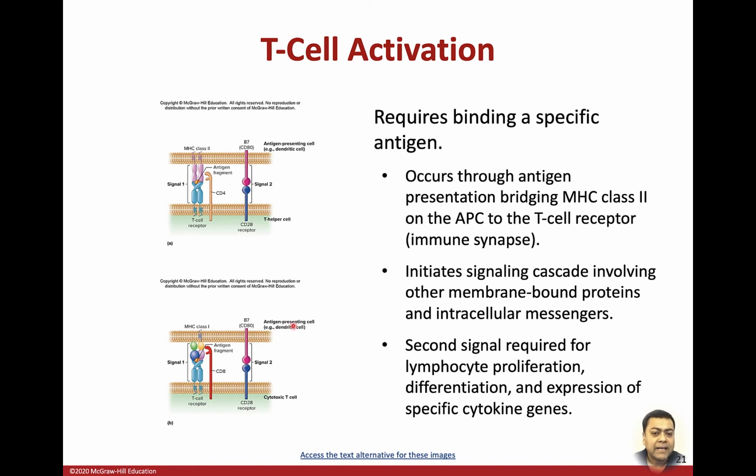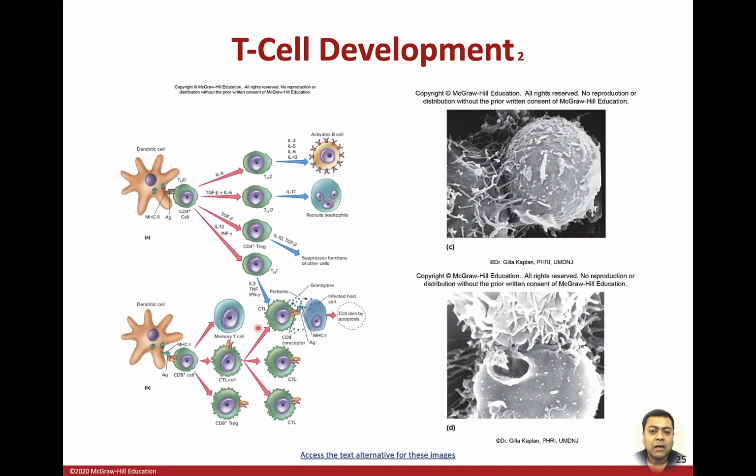But the difference is that this CD80 or B7 is only present on the antigen presenting cells, not on other cells. Your other regular cells will not have the CD80 or B7. So what happens here?